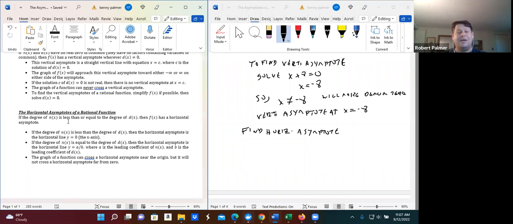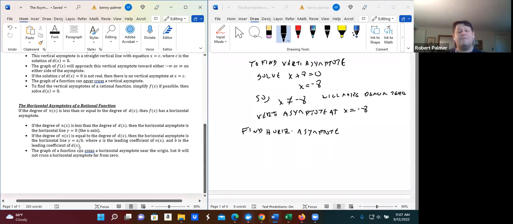The horizontal asymptote then is a horizontal line. So let's look at this. If the degree of n of x is less than the degree of d of x, so the degree of your numerator is less than the degree of your denominator, the horizontal asymptote is the horizontal line y equals 0, or the x-axis. Now, if the degree of the numerator is equal to the degree of the denominator, the horizontal asymptote is the horizontal line y equals a divided by b, where a is the leading coefficient of n of x, and b is the leading coefficient of d of x. Okay. Also, one more thing. The graph of a function can cross the horizontal asymptote near the origin, but it will not cross the horizontal asymptote far from 0, far from the origin.